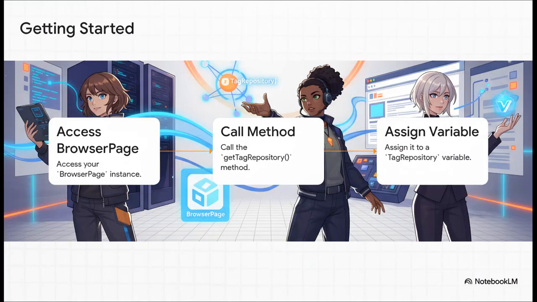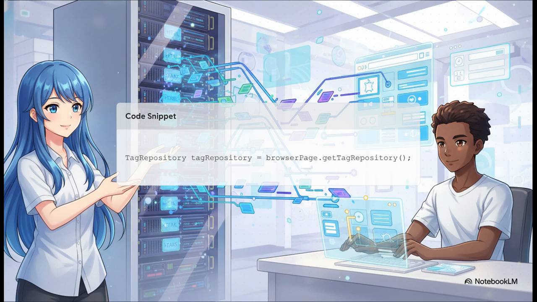And getting access to all this power couldn't be easier. This isn't some big, complicated setup. If you're in the context of your browser page, it's just one method call. You literally just ask the page for its repository and bam, you're good to go. And here's what it looks like in the code. That's it, browserPage.tagRepository. With this one little object, this tag repository, you now hold the keys to the entire kingdom. You can find, check on, and even attach data to any element on that page.